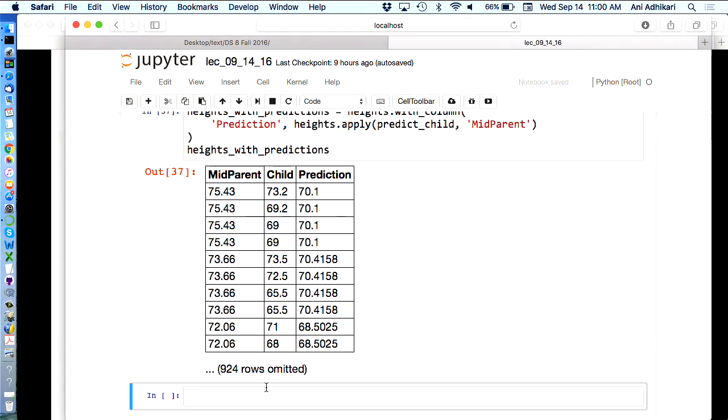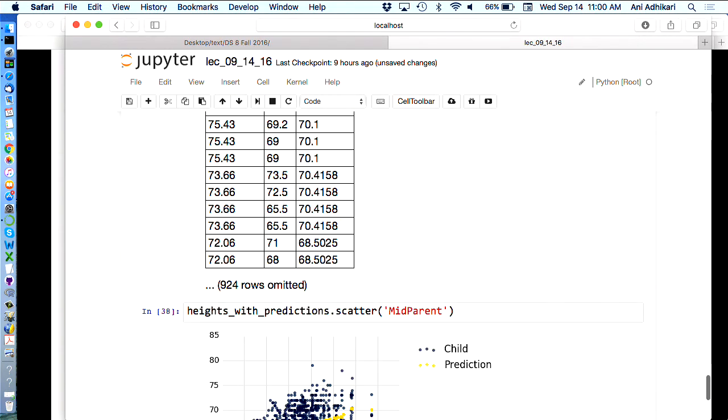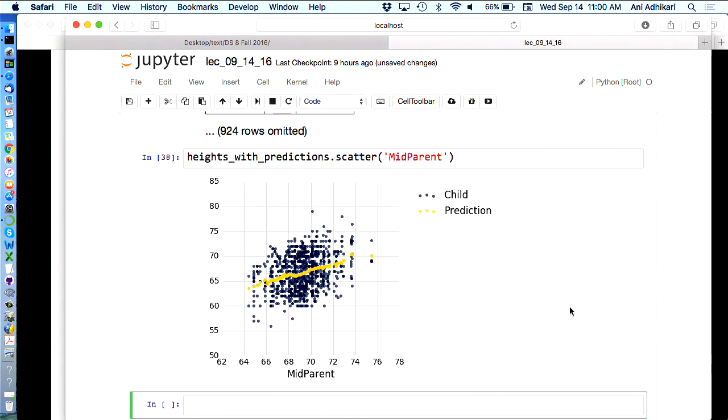I want to show you a picture. Heights with predictions dot scatter. For each mid-parent height, we're going to plot the actual points and the predicted value. You ready? What have you just discovered? You, like Galton, have just discovered the regression line. That is what it is.